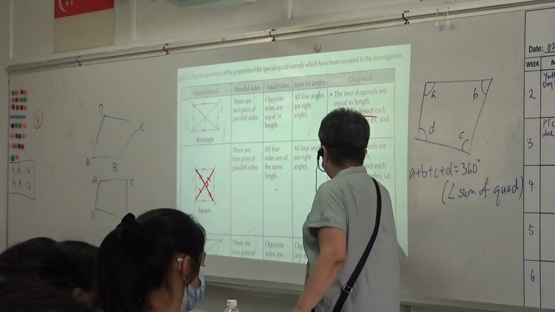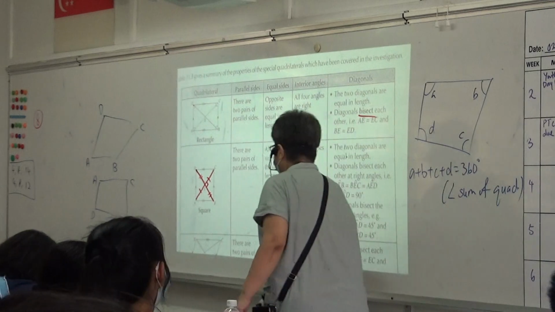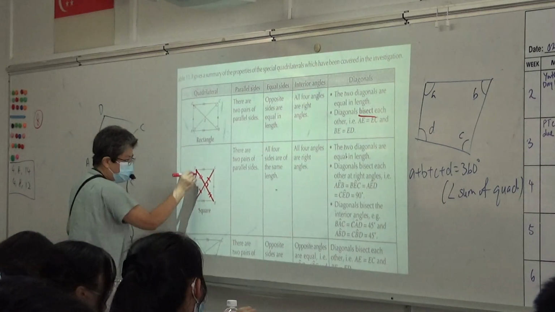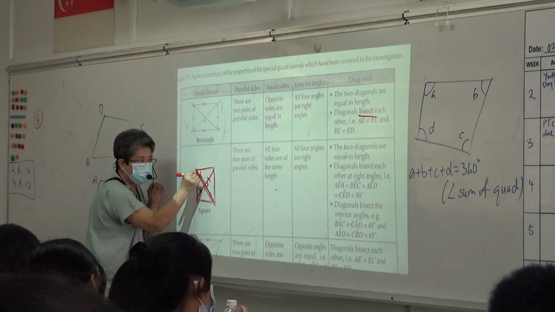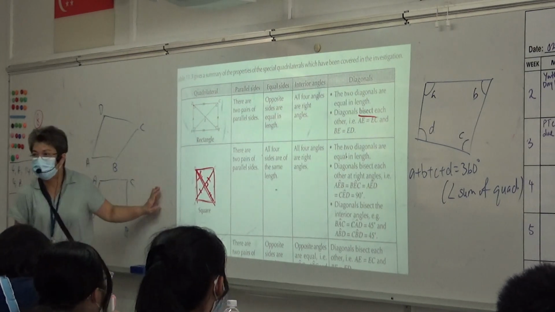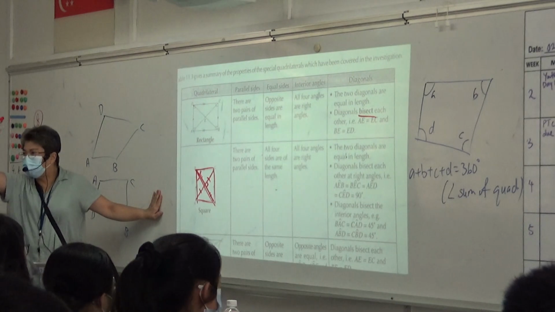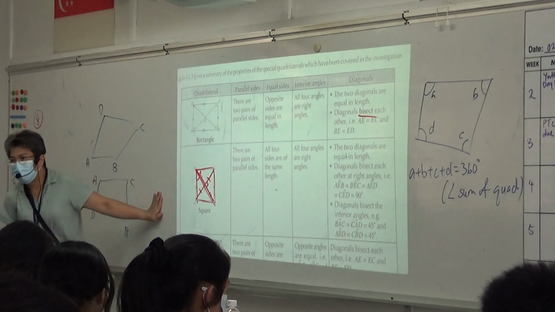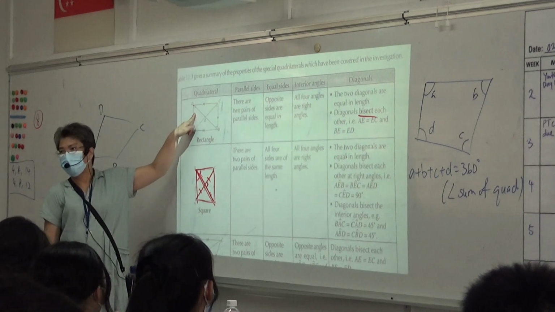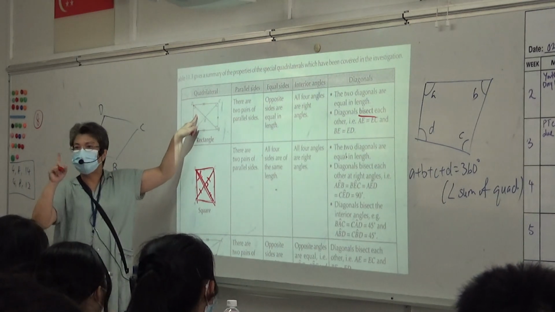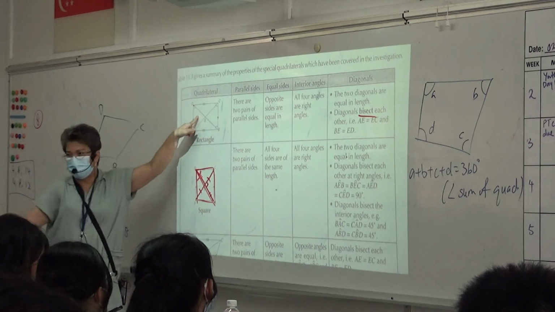The diagonals bisect the interior angles. What do I mean by that? For a square, because all the lengths are the same, when you draw a diagonal, this will be 45 and this will be 45, because the angle is 90 degrees. What about a rectangle? Will it be 45, 45? No. Then I need to tell you one thing. This will bring it up to Set 4.